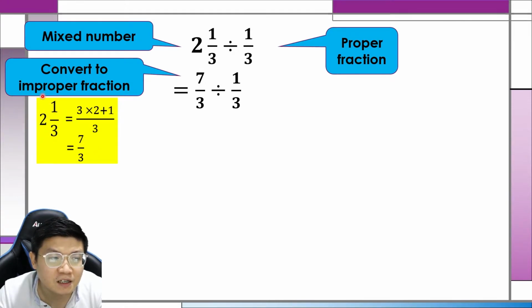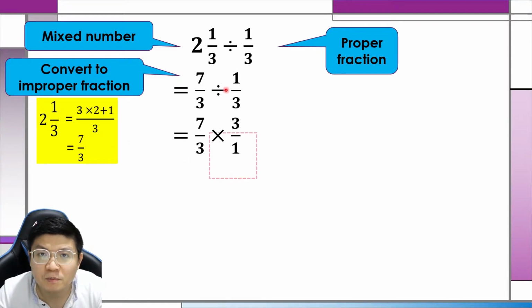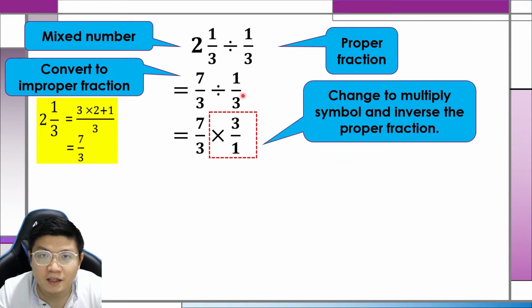You'll make a curve or circle back to 3. So 3 times 2 plus 1, which is 7 over 3. Okay, I put it back here. Again, here, when you want to perform division of fractions, then the step is you change the division into times and you inverse here. Alright? So times 3 over 1 this time.